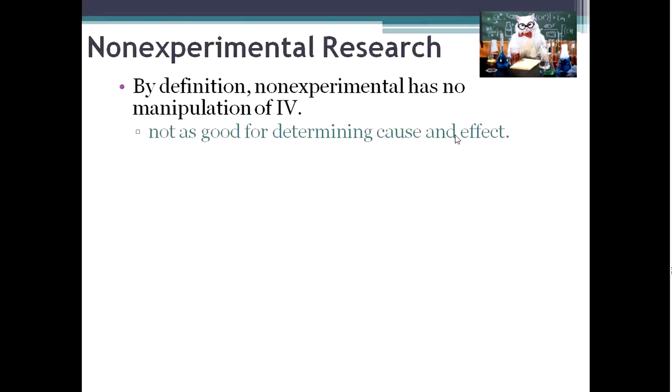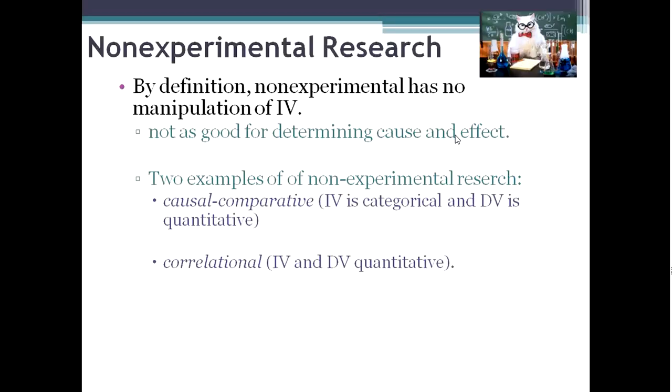Now, when we're talking about non-experimental research, by definition, a non-experimental research design has no manipulation of an independent variable, and because we're not manipulating anything, it makes it more difficult for us to draw conclusions about causality, to suggest that one variable causes another. We'll talk about two examples. So causal comparative, where we have an existing categorical independent variable that is influencing some quantitative outcome variable. And then we'll talk about correlational research, where we have two quantitative variables.